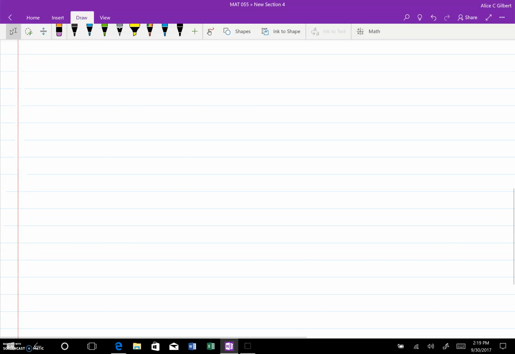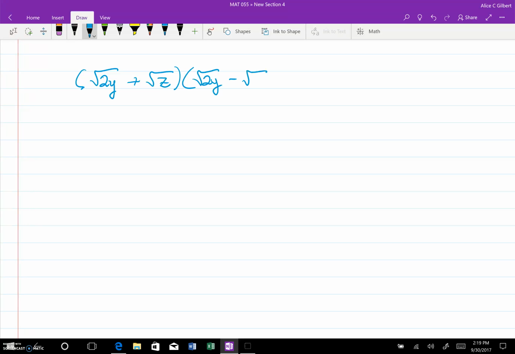Okay, we've got 2 more examples for this one. The quantity, the square root of 2y plus the square root of z times the quantity, the square root of 2y minus the square root of z. Again, just a difference of squares, guys. That's it. My x's are the same. They're both the square root of 2y. My y's are the same, the square root of z, and my signs are different, positive and negative.